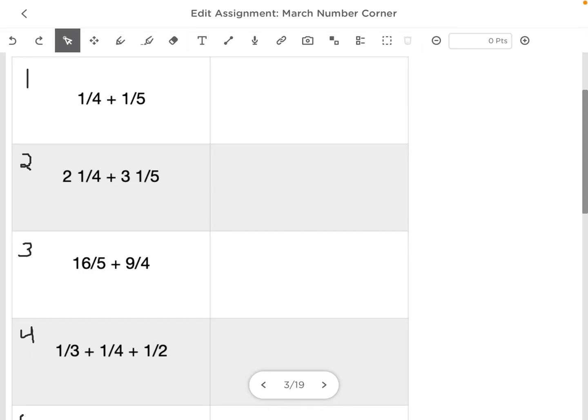Doing adding and subtracting fractions. So this month for Number Corner, we have reviewed this a little bit. It's something we did in the winter, but we are gonna get back at it. So here we have 1/4 plus 1/5.